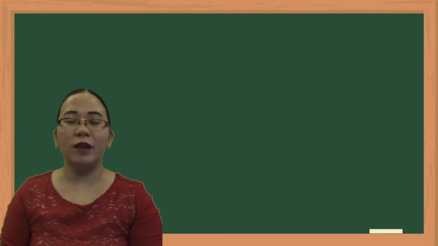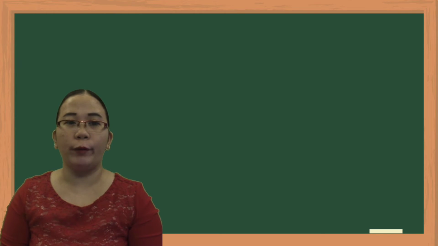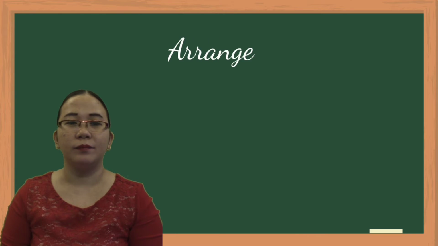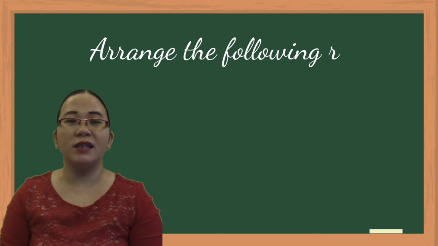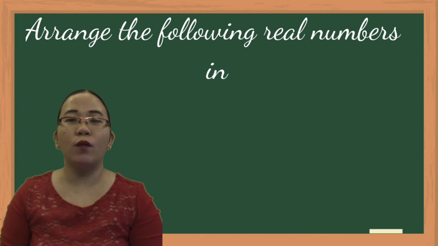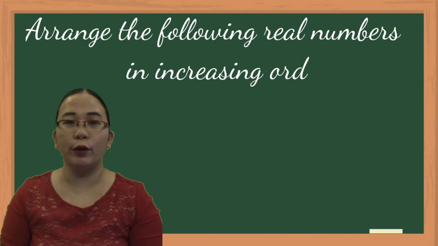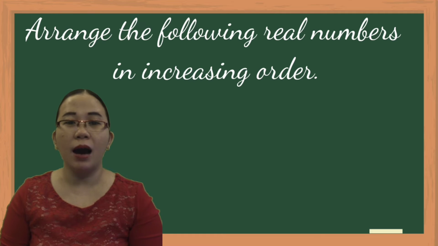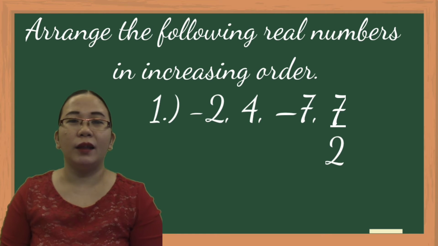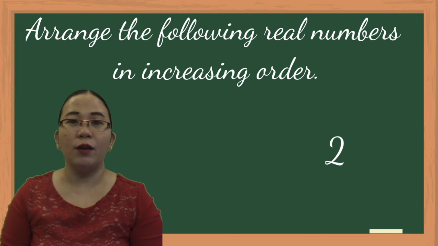We could easily arrange the real numbers by expressing first all in the same form. Let us proceed now in arranging real numbers. Let us try these examples. Arrange the following real numbers in increasing order, simula sa pinakamababa hanggang sa mataas na number. Number 1: negative 2, 4, negative 7, and 7/2.